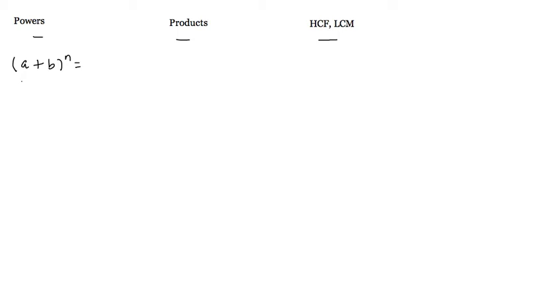So let's simplify this whole thing. When you expand this, you will get n plus 1 terms. The first term will be A raised to n. The last term will be B raised to n. And in between, your powers of A will reduce and powers of B will increase. So second term will be A raised to n minus 1 into B raised to 1, right? Third term will be A raised to n minus 2 and B square, so on, right? The term just before B raised to n will be A raised to 1 into B raised to n minus 1.